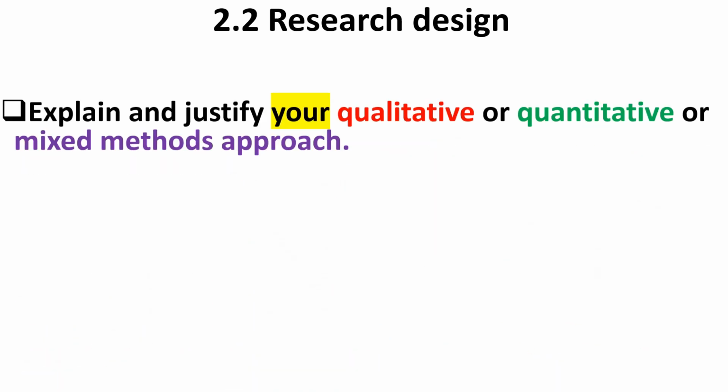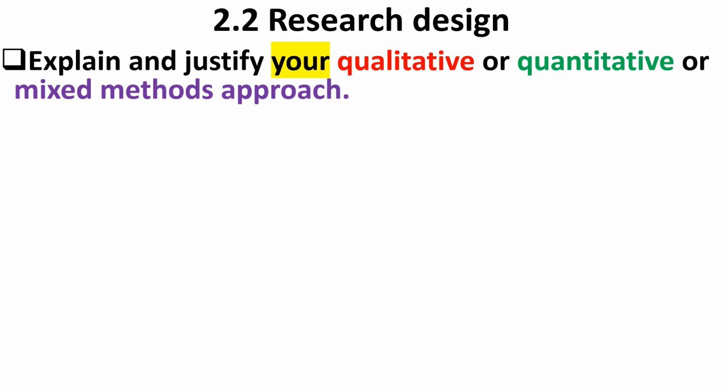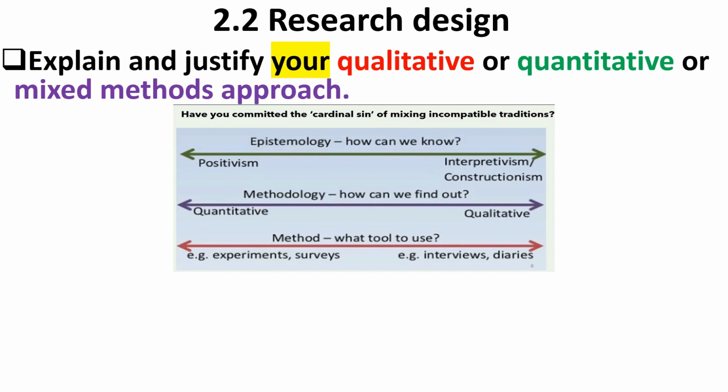Now, 2.2. So after you've discussed your research paradigm, you want to move on to your research design. Explain and justify your qualitative or quantitative or mixed methods approach. And if you are adopting a mixed methods approach, you need to justify your approach. If you are using surveys and interviews, you need to justify why you are mixing these methods. Surveys is from a particular tradition, and interviews is from an opposing tradition. So if you are using these two methods, you need to explain why you are mixing methods. You need to justify why you are mixing methods.